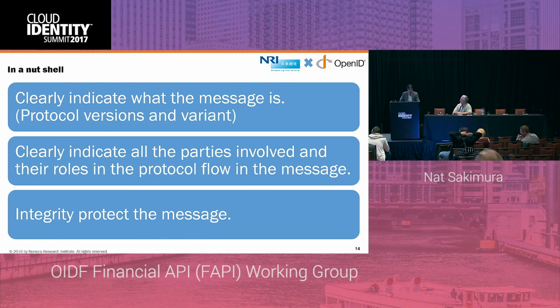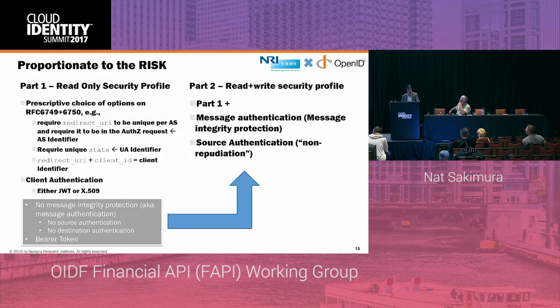But in a nutshell, what we have to do is clearly indicate what the message is, its protocol version and variant, clearly indicate all the parties involved and their roles in the protocol flow in the message, and integrity protect the message. Those are the three main things that we have to do. In FAPI, we have part 1 and part 2. Part 1 is a read-only security profile, and part 2 is a read-write security profile. Obviously, the read-write security profile has a higher risk level, so it's going to have more requirements.